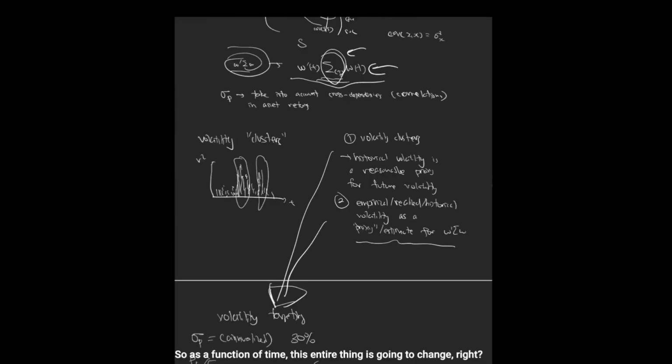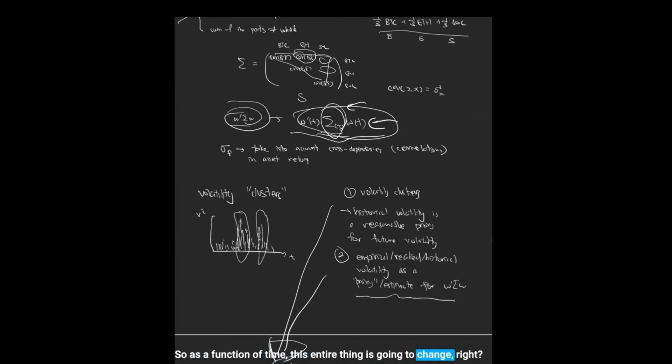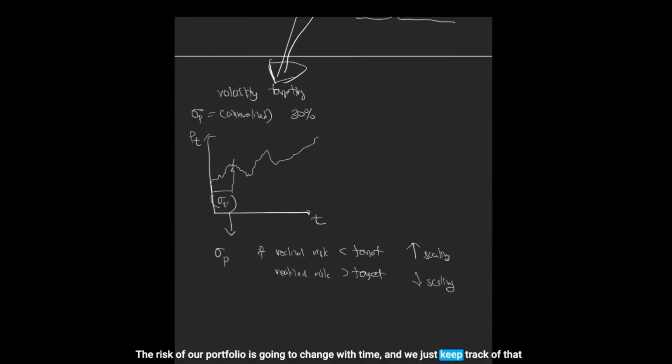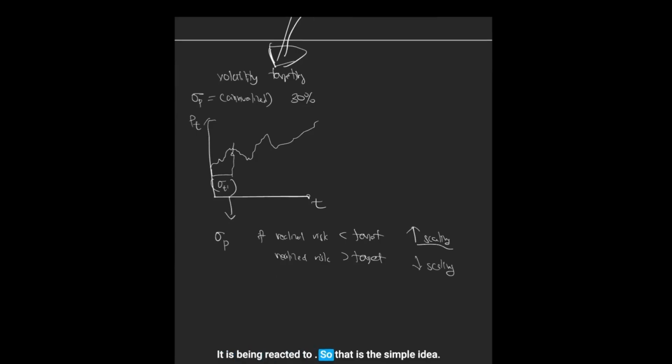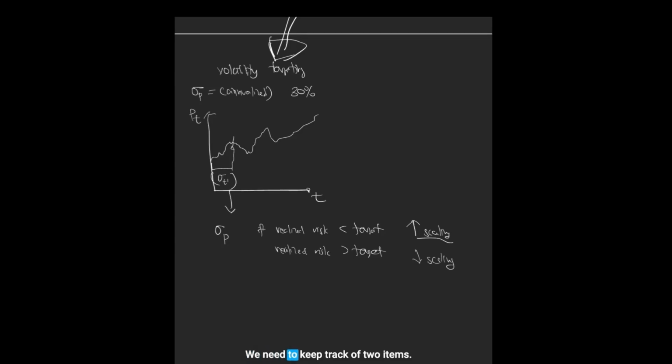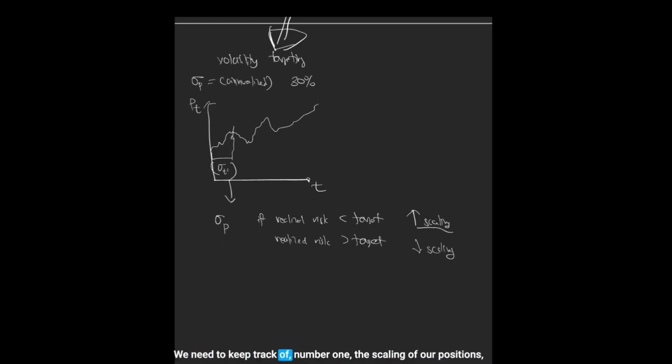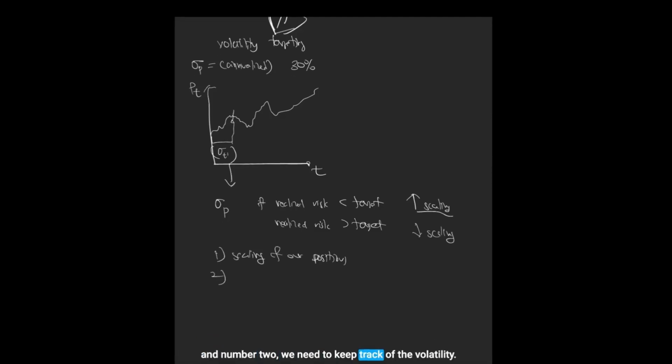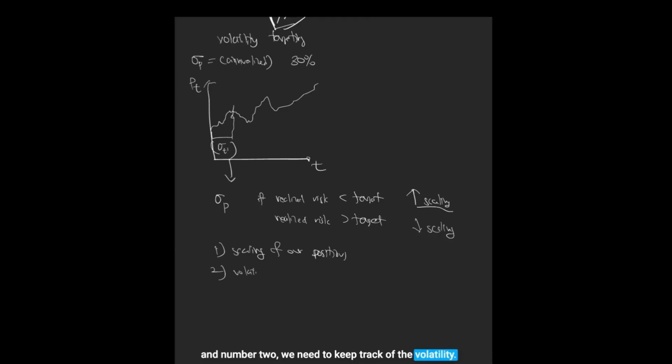So as a function of time, this entire thing is going to change, right? The risk of our portfolio is going to change with time, and we just keep track of that and make sure that our scaling is adjusted to make sure that anything that is changing is being reacted to. So that is the simple idea. And how are we going to measure this? We need to keep track of two items. Number one, the scaling of our positions. And number two, the volatility of realized returns.